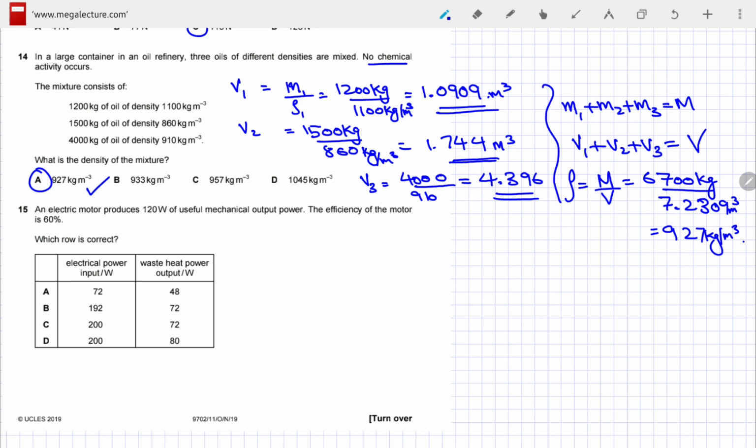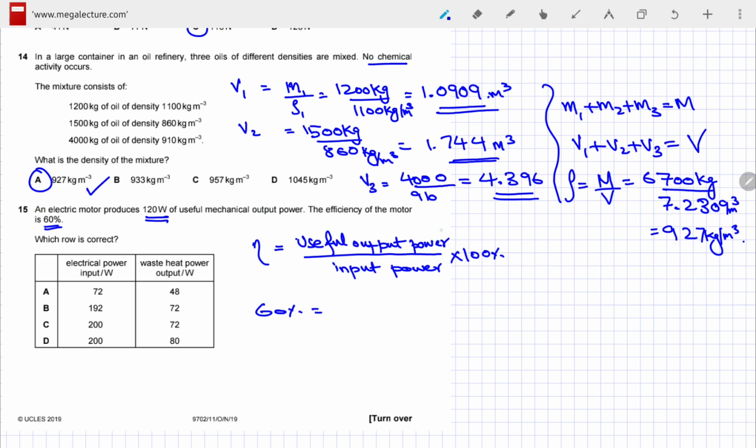Question number 15, we have an electric motor which produces 120 watts of output power, and the efficiency of the motor is given to be 60%. Which row is correct? We have electrical power input and we have waste heat power output. So we know the efficiency is given as the useful output power divided by the total input power times 100. So we have the efficiency, which is 60%.